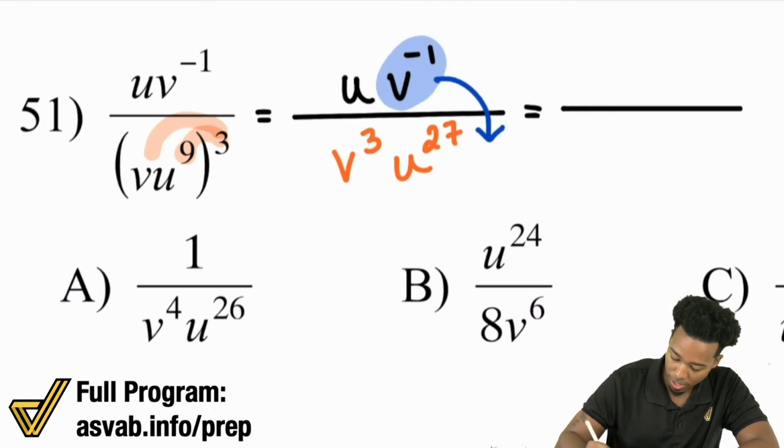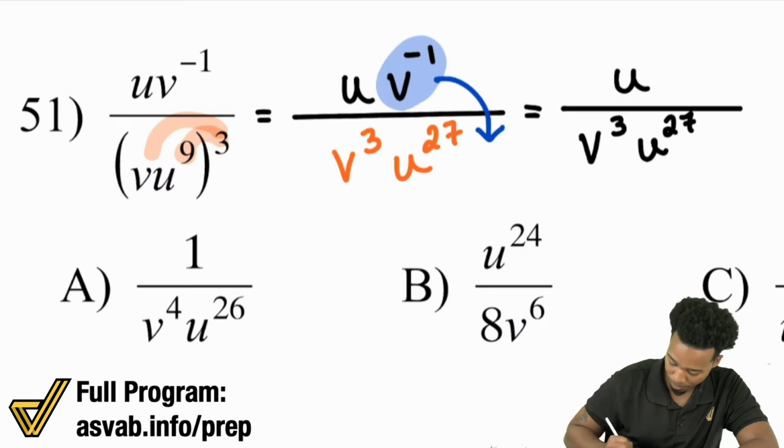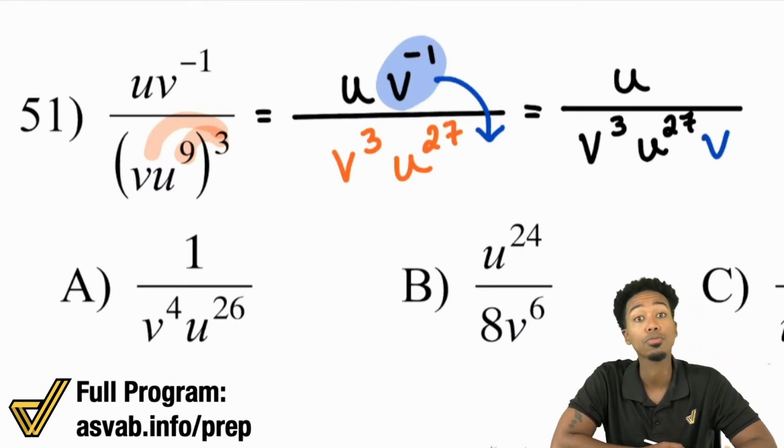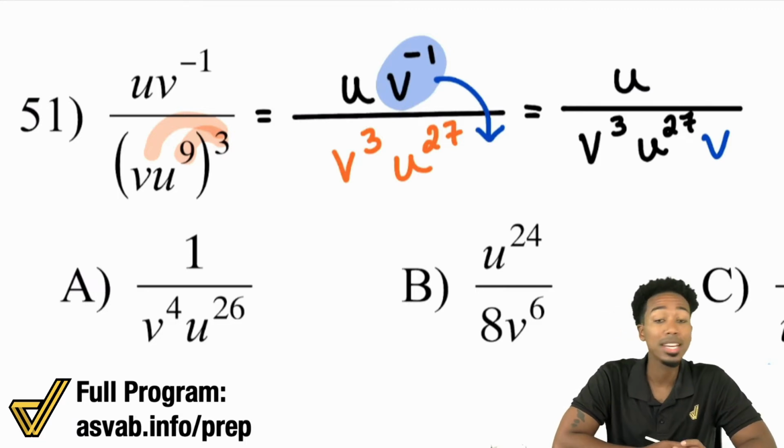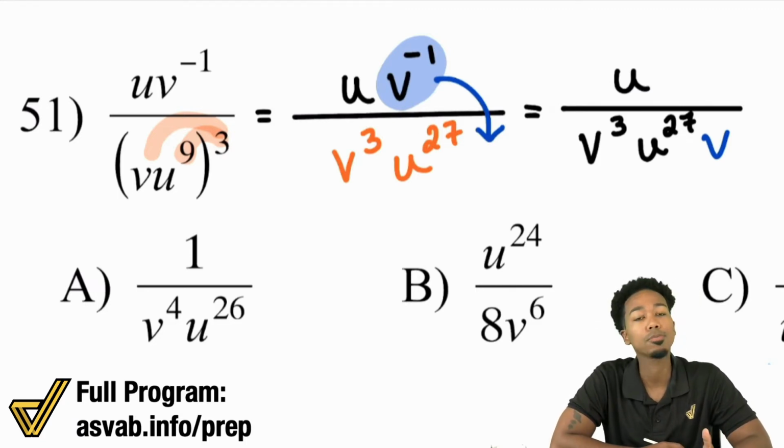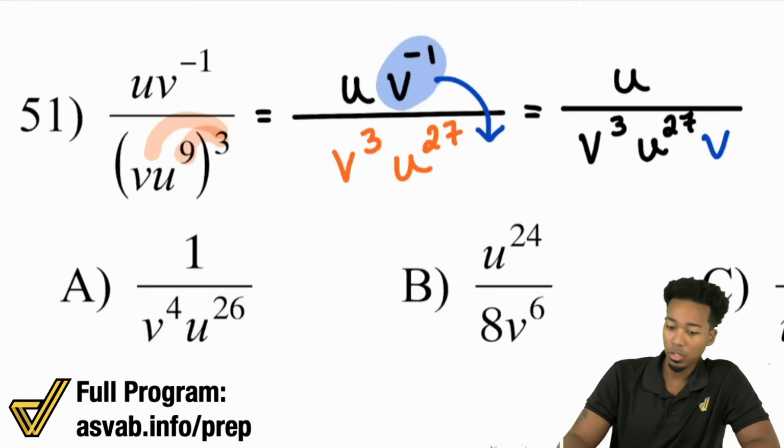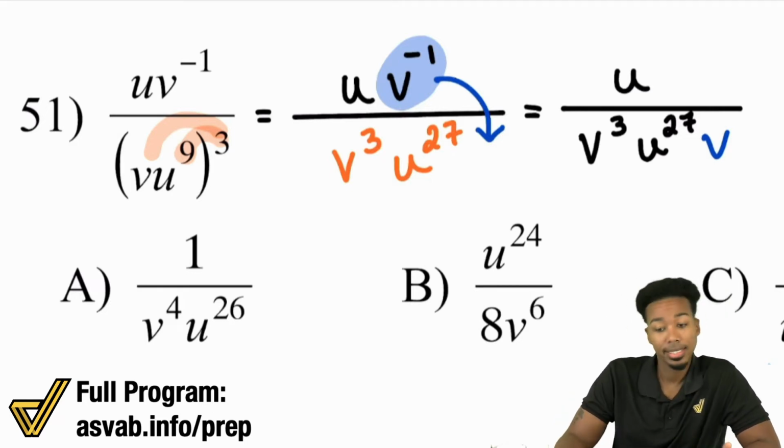We're going to have ourselves still u up top. We still have that v cubed u to the power of 27 in the denominator. But now we're going to have an extra v in the denominator that we moved from the numerator. Cool. And again, the reason we don't see that exponent is because it is a 1 if you don't see anything at all. All right, so with that said, let's keep it going here.